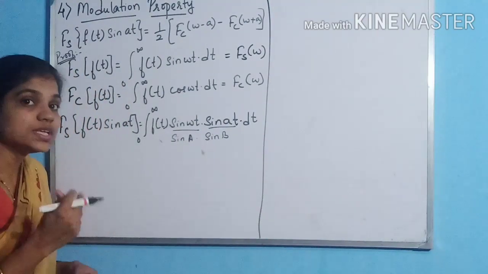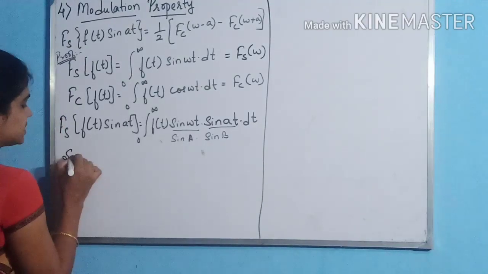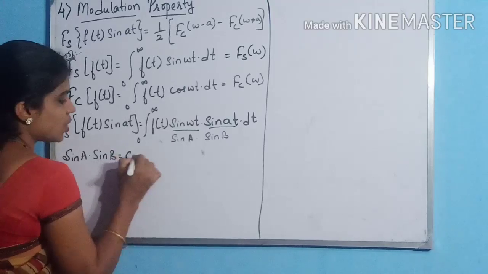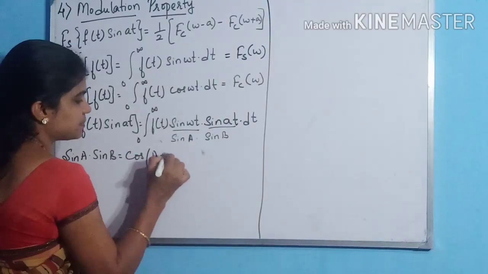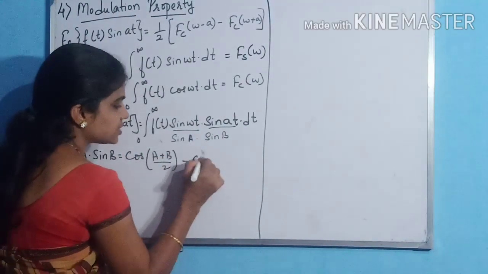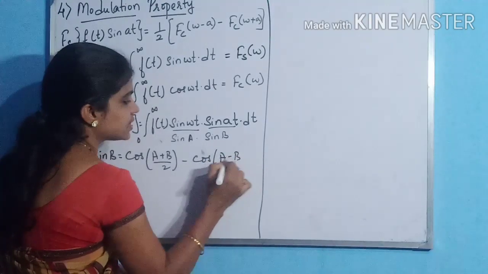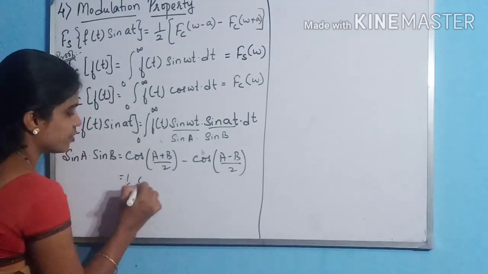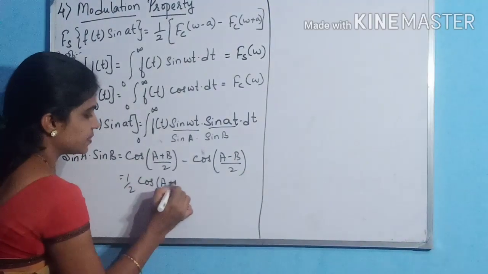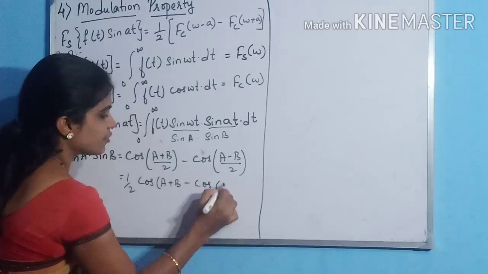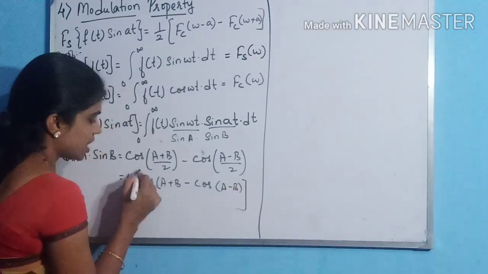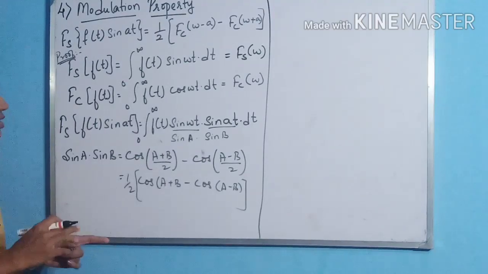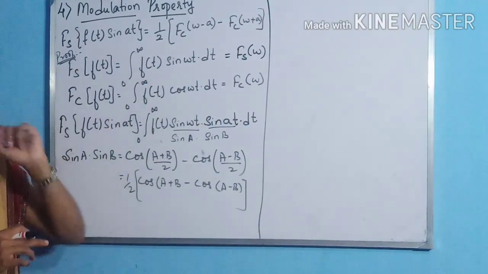Now, if I see this expression, I can see that this is nothing but sin A into sin B. Now what is sin A into sin B? Sin A into sin B is equal to cos(A plus B) by 2 minus cos(A minus B) by 2. Or I can write this as half of cos(A plus B) minus cos(A minus B). I have taken half common out. Now this I am going to substitute in my above equation.